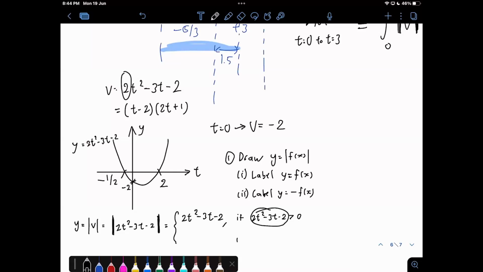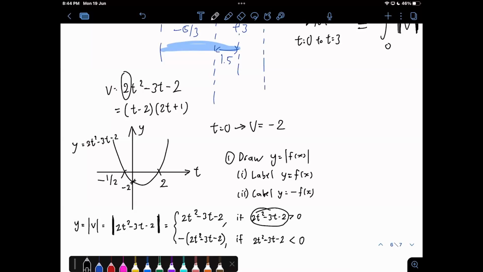Alternatively, what if it's not positive? It's less than 0 or equal? Let's ignore the equal first. Then you just have to times a -1 to it to make it positive. Does that make sense? Yeah. You times a -1 to make it positive.